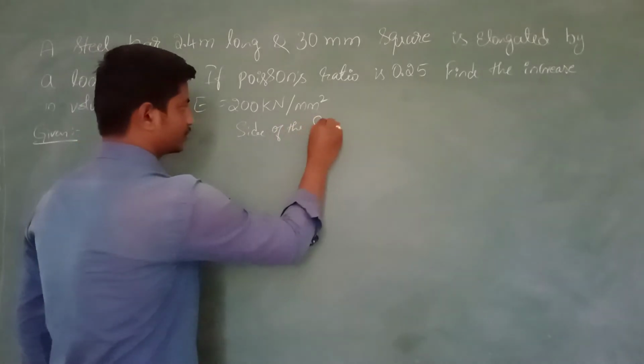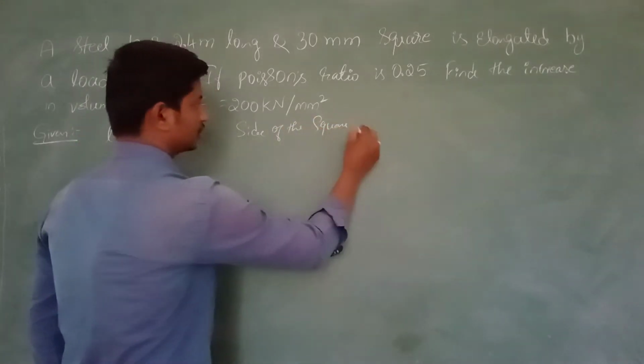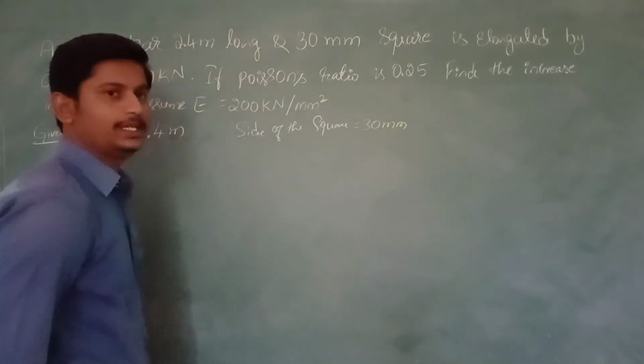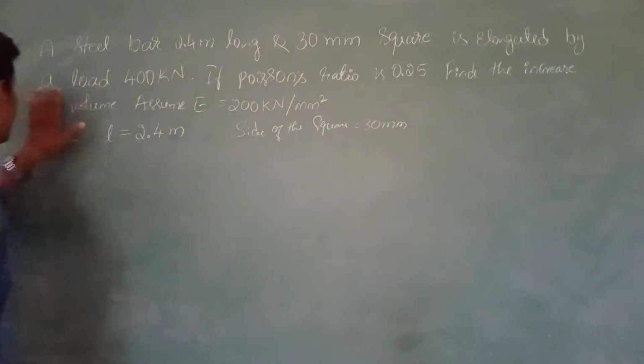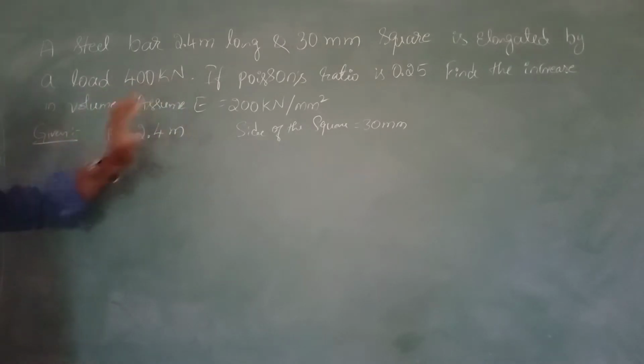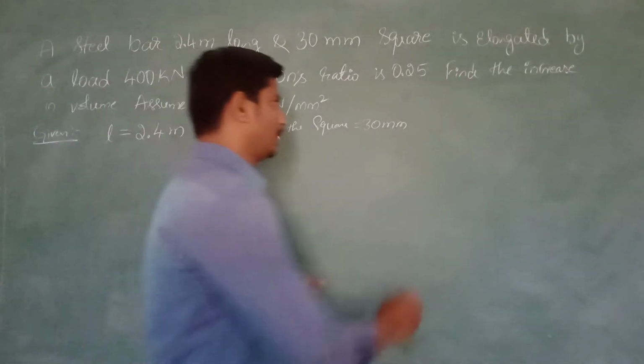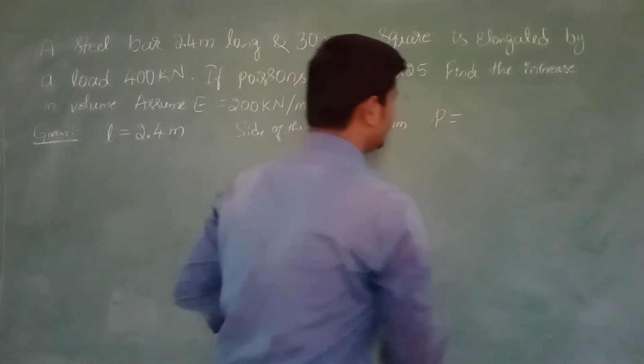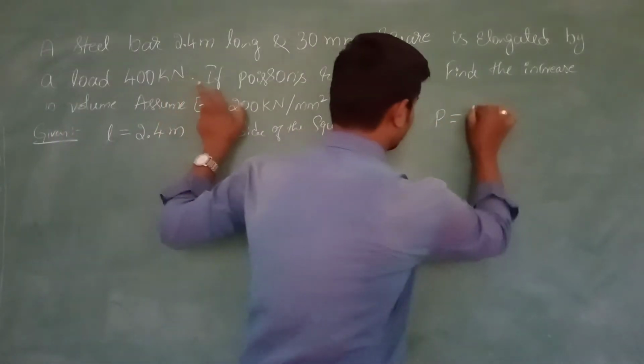Side of the square is equal to 30 mm. It is elongated by a load of 400 kN, which means the load is given. Load is represented by P. P is equal to 400 kN.